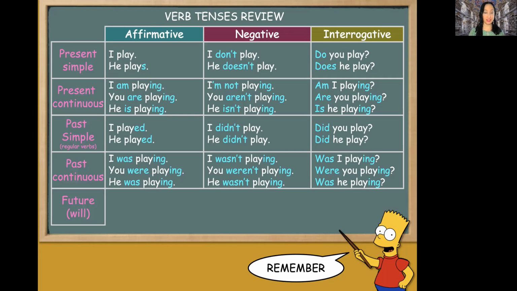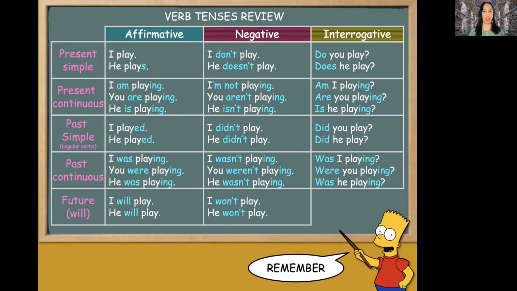The affirmative is, that's right, I will play. He will play. How about the negative? I won't play. He won't play. Won't means, that's right, will not. So won't is like the irregular of the future. Will, to play. That's a lot, right?